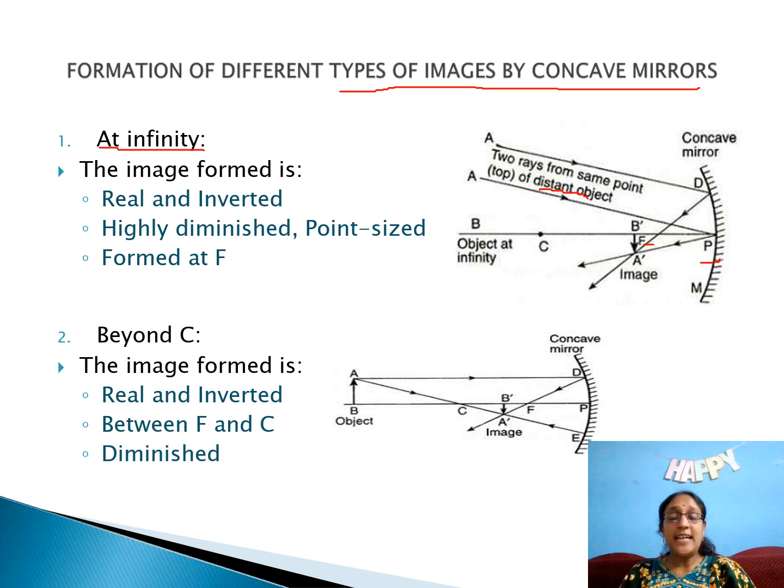So what are the characteristics of the image formed? What will be the characteristics of the image formed? Your image is real and inverted. And you know what is real?